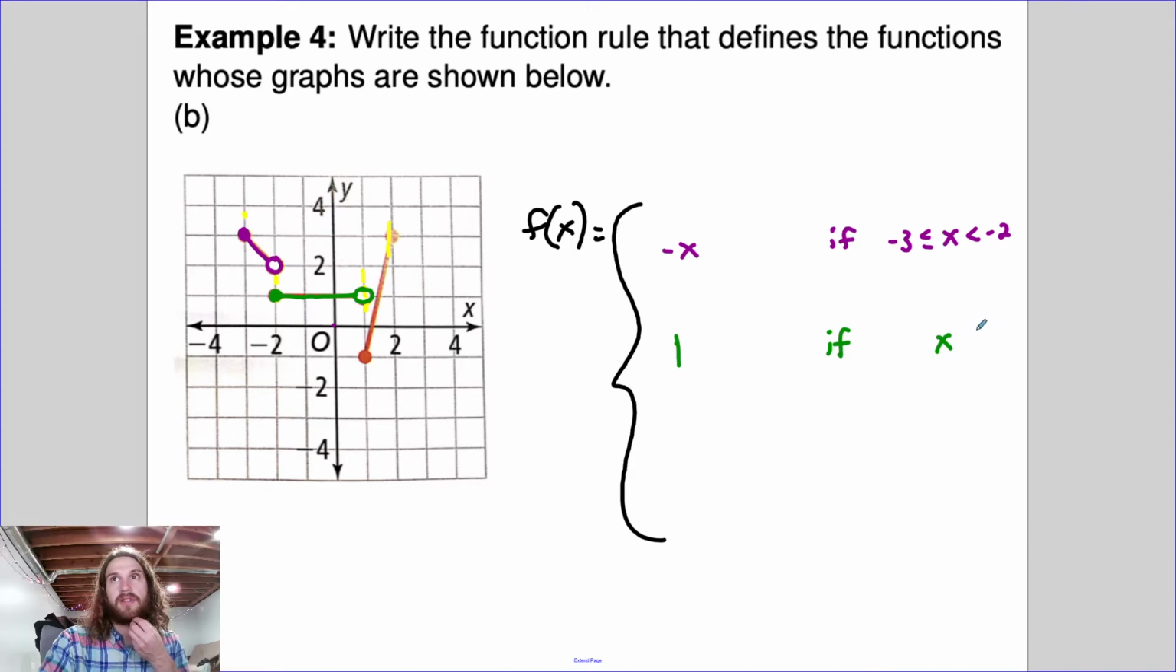x is less than... Did you just say Norm MacDonald died? Yeah. Oh no. Okay. Bummer. That's a big, major bummer.